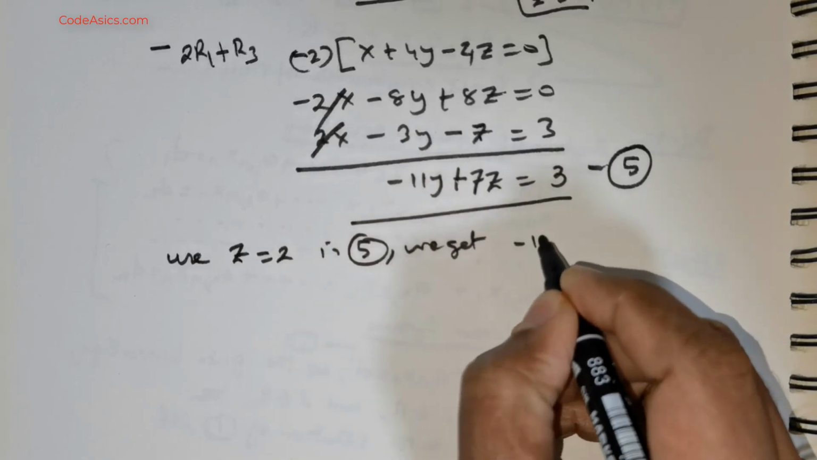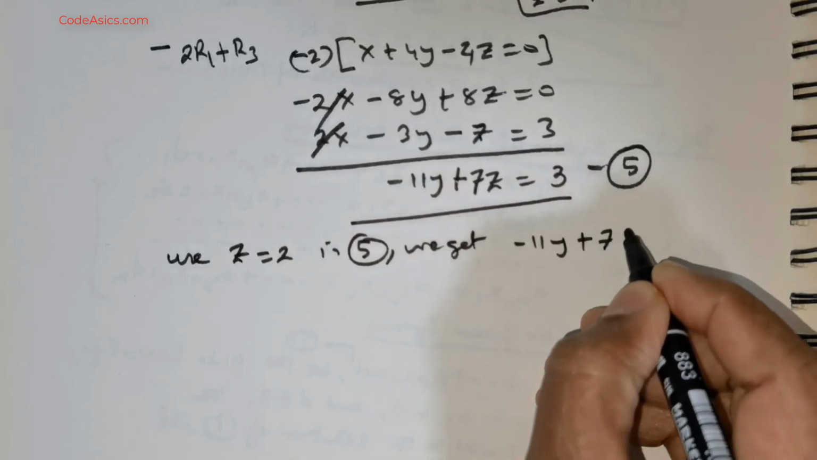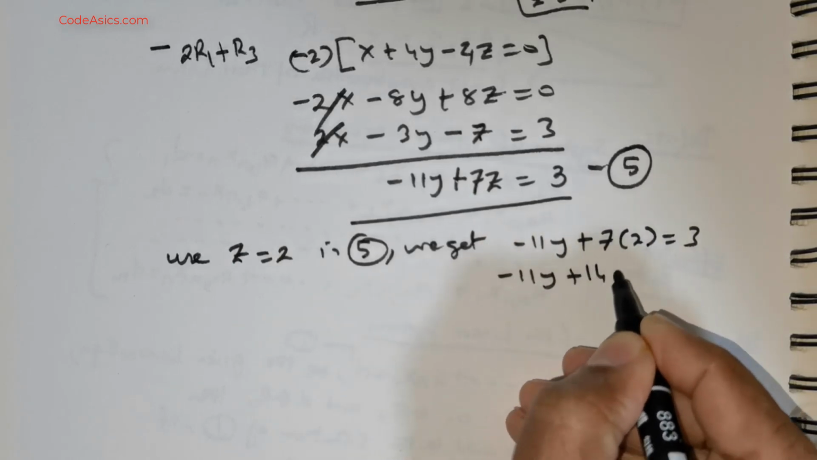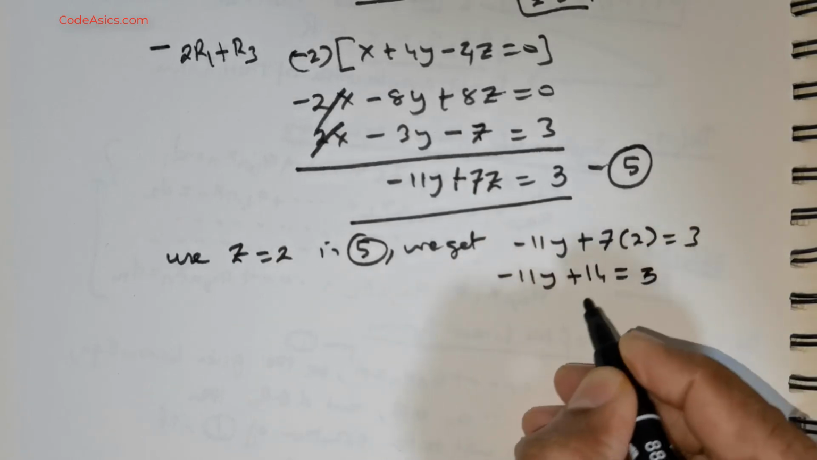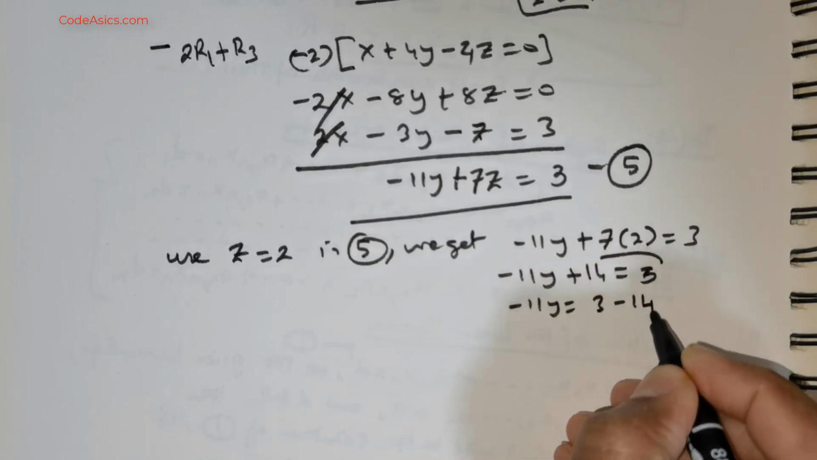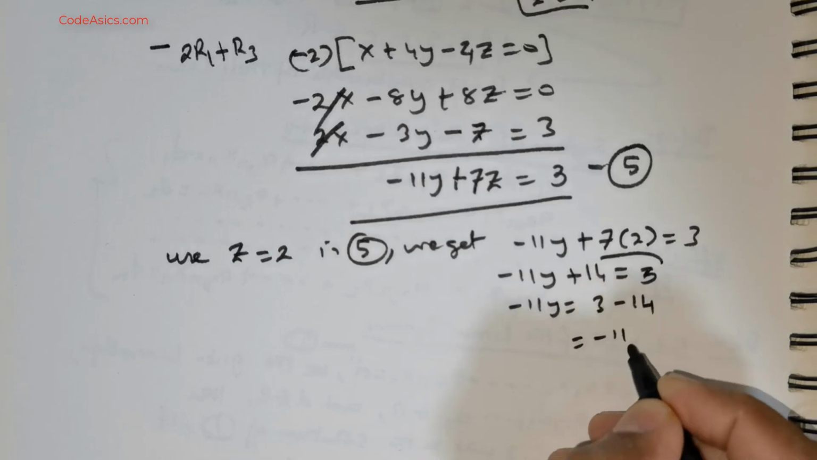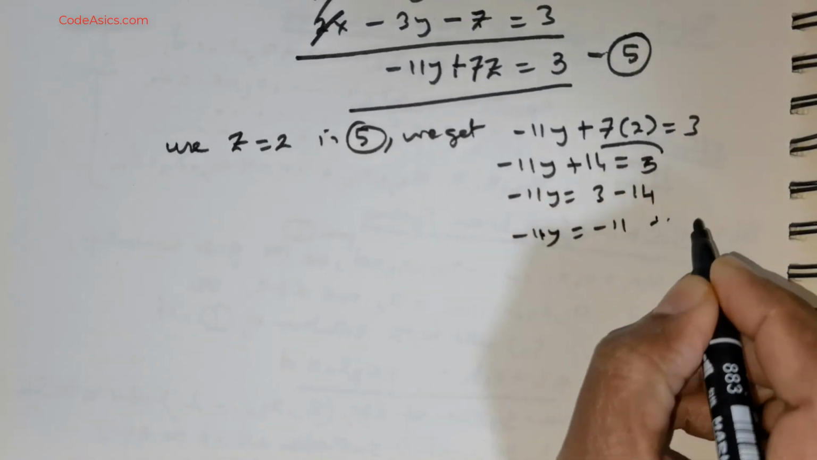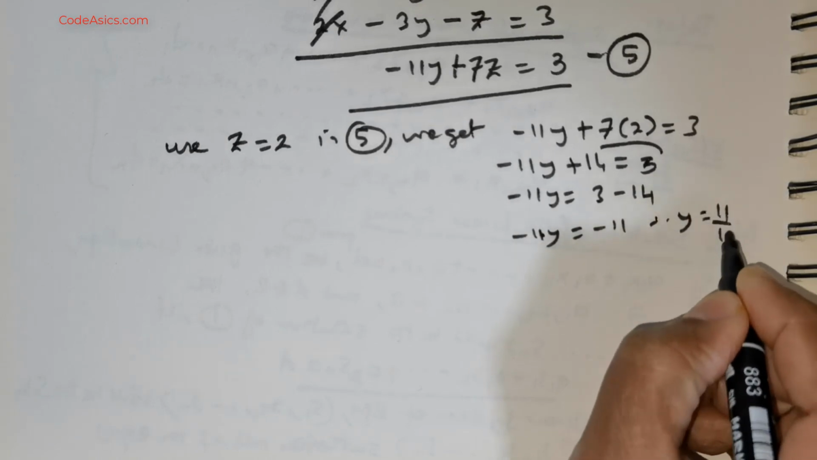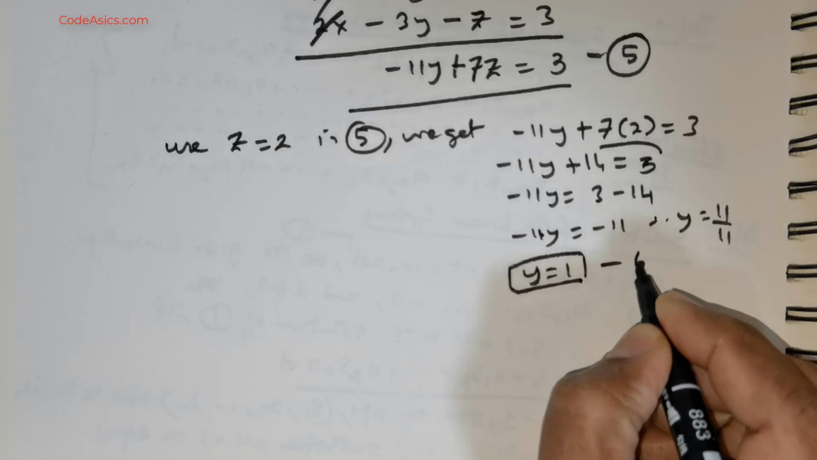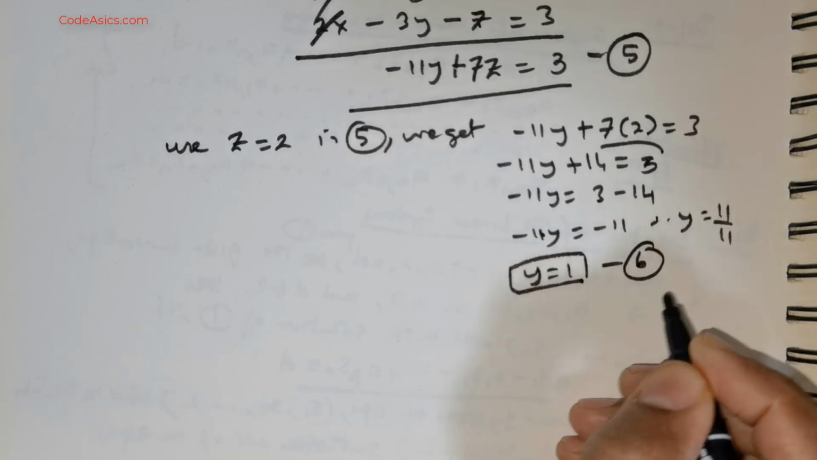So what do we get? Negative 11 times y, positive 7 times 2 is equal to 3. Negative 11 times y, positive 14 is equal to 3. Move this, you get negative 11 times y is equal to 3 negative 14. That is going to give you negative 11 times y is equal to negative 11. Therefore, y is equal to 11 over 11, which means y is equal to 1. So this is my 6.